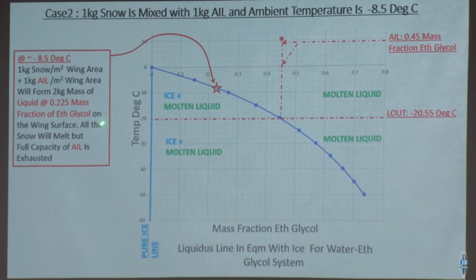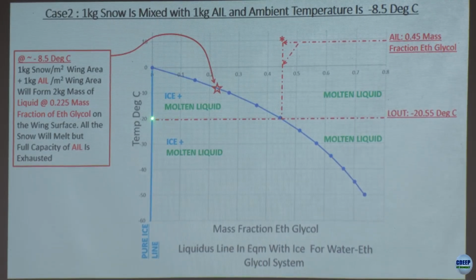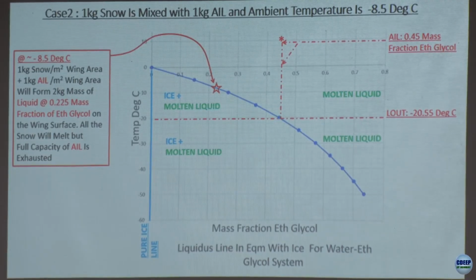Now let us look at another temperature which is minus 8.5 degree centigrade. Okay. Now the mixture of the snow and this anti-icing liquid will have this overall composition, shown by the star here. Okay. Now if you just drop this line here, you can see this is equidistant from the ice and from the liquidus line. What it means is that 1 kilogram of this anti-icing liquid which was mixed with 1 kilogram of solid snow, when you drop it here, only the temperature drops, but the 1 kilogram of snow is still there.